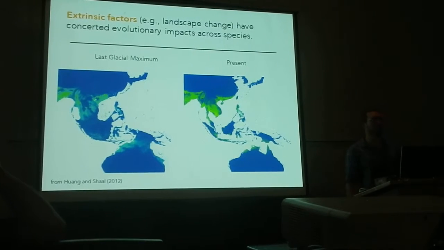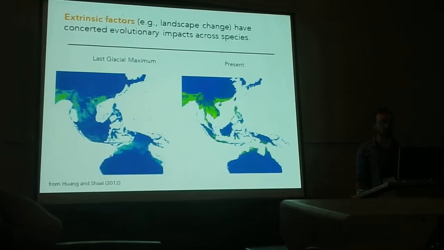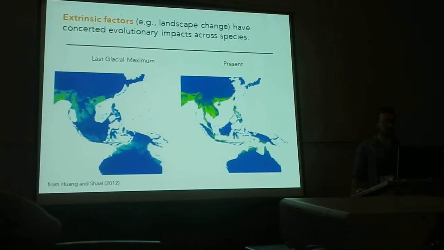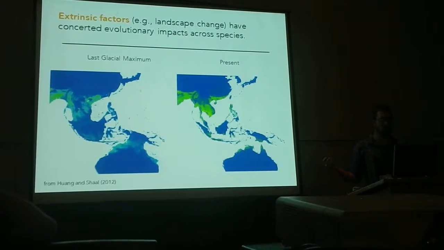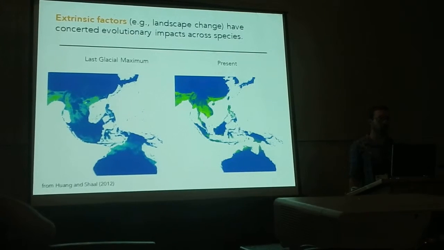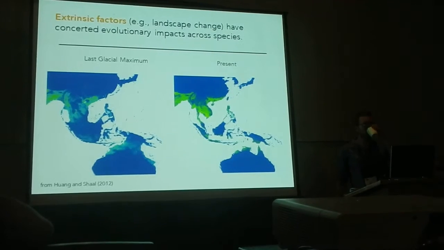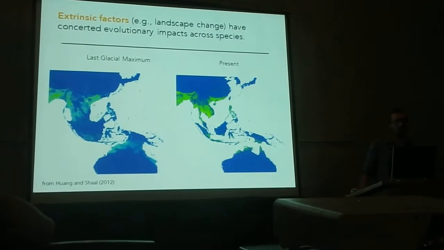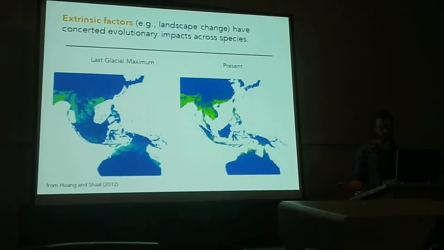The geographic distribution of genetic variation is driven by a diversity of factors, and these can include extrinsic factors such as landscape change, as HC talked about in the previous talk. In Southeast Asia, the exposed land area has changed dramatically since the last glacial maximum on the left to the present. And you can imagine that this has had a major impact potentially on the genetic variation distributed in this region. And not just in one or a few species, but in many species that are present in the region.